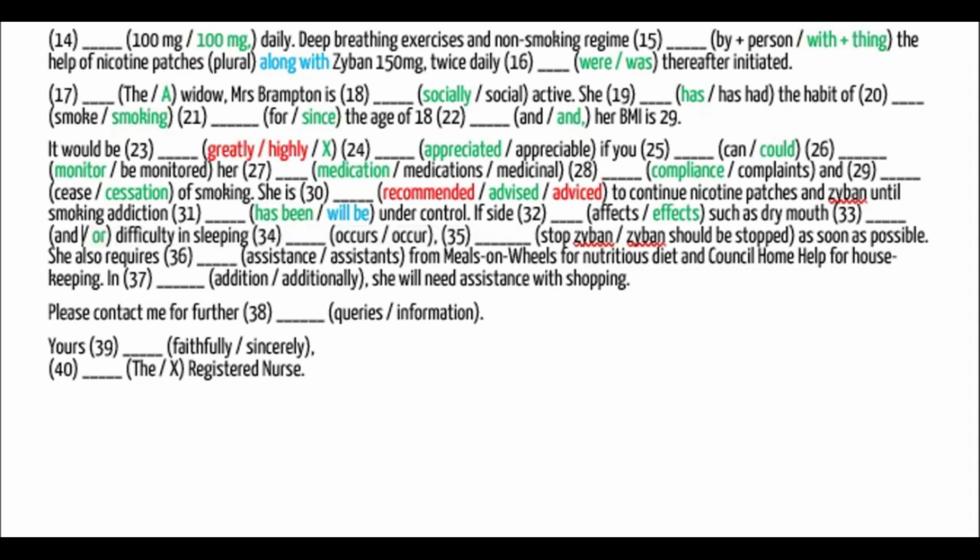Okay, she has dry mouth, but her sleeping is all right. So I'm not supposed to stop Zyban. So or is the right word. That means there are two conditions, two abnormalities, and if one of the two happens, then also Zyban should be stopped. Of course, why is this wrong? Stop Zyban is not really a polite way of writing. So we are changing this into the passive voice: Zyban should be stopped here.